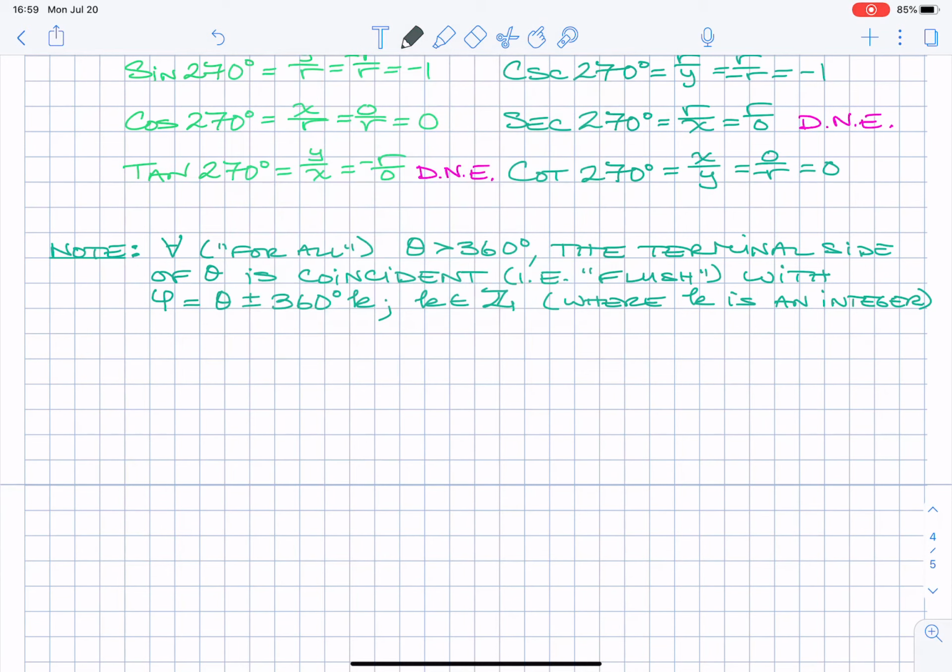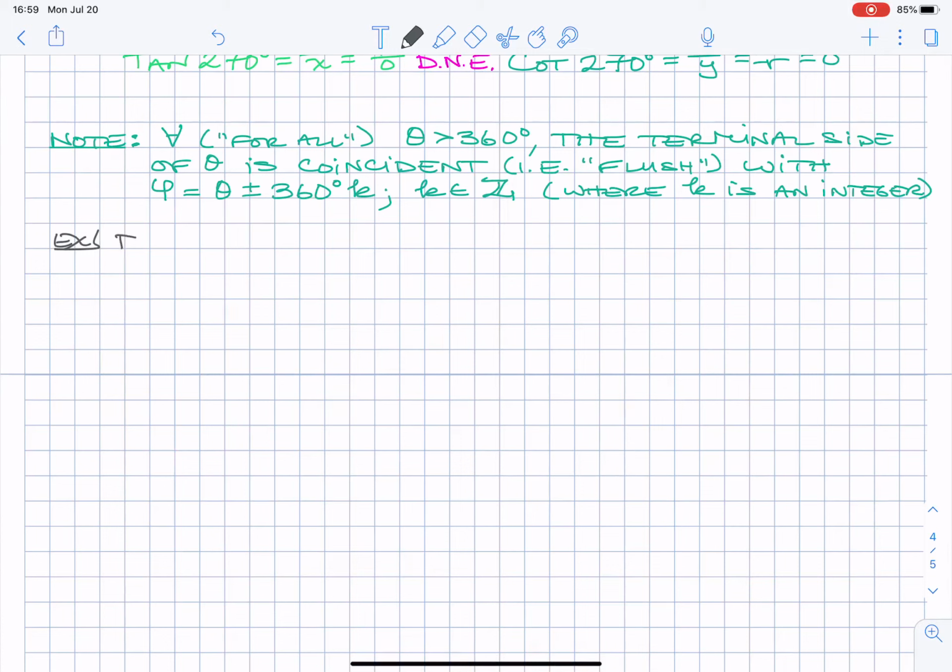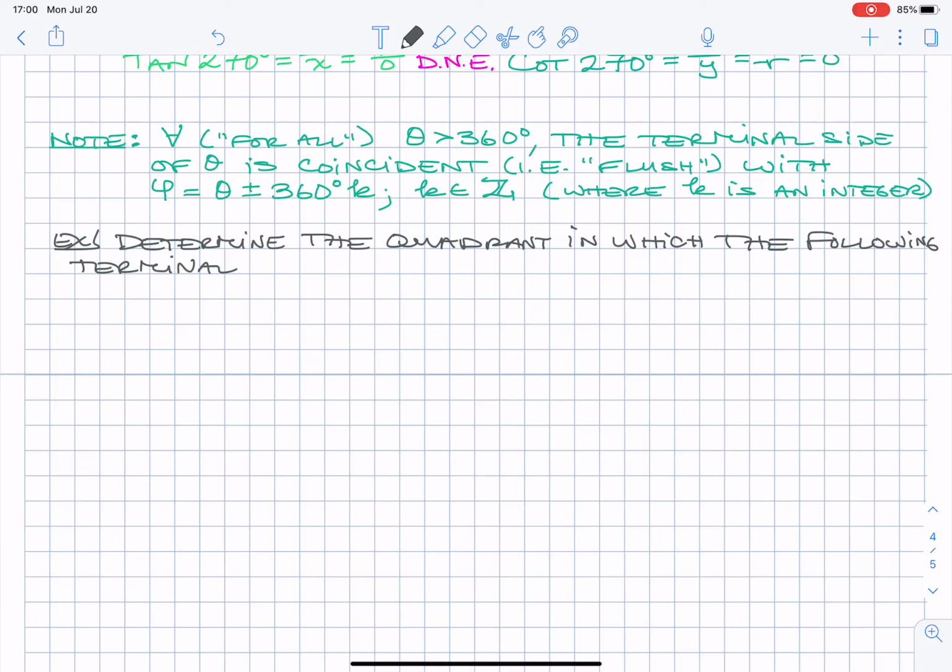Okay, so for example, let's determine the quadrant in which the following angles lie in standard position. Terminal side sounds funny, so I'm just going to write it like that.